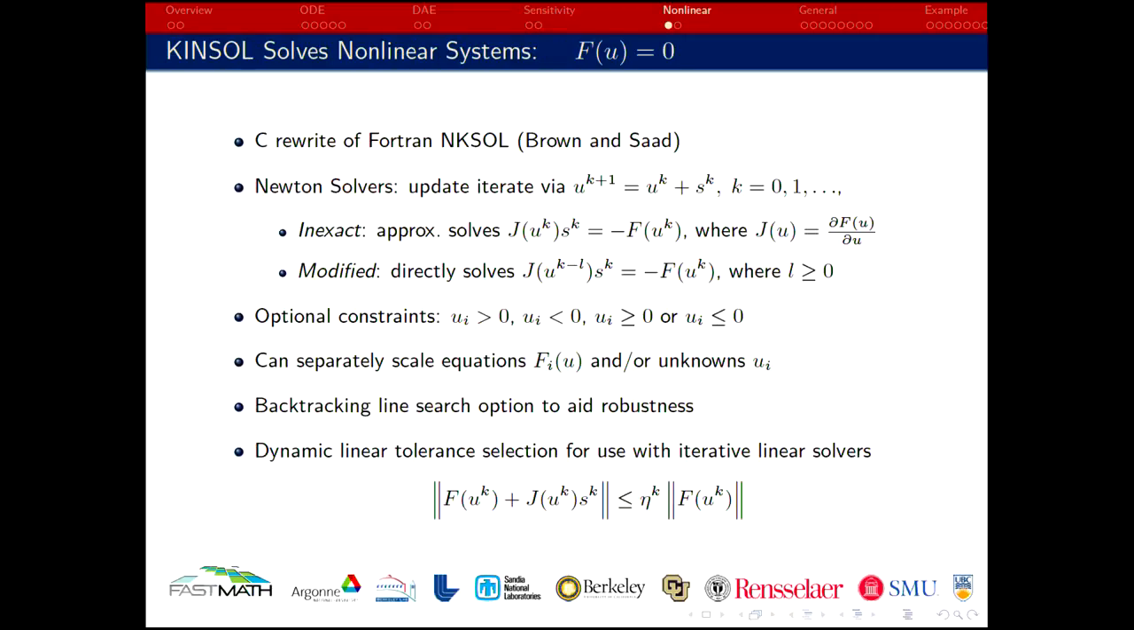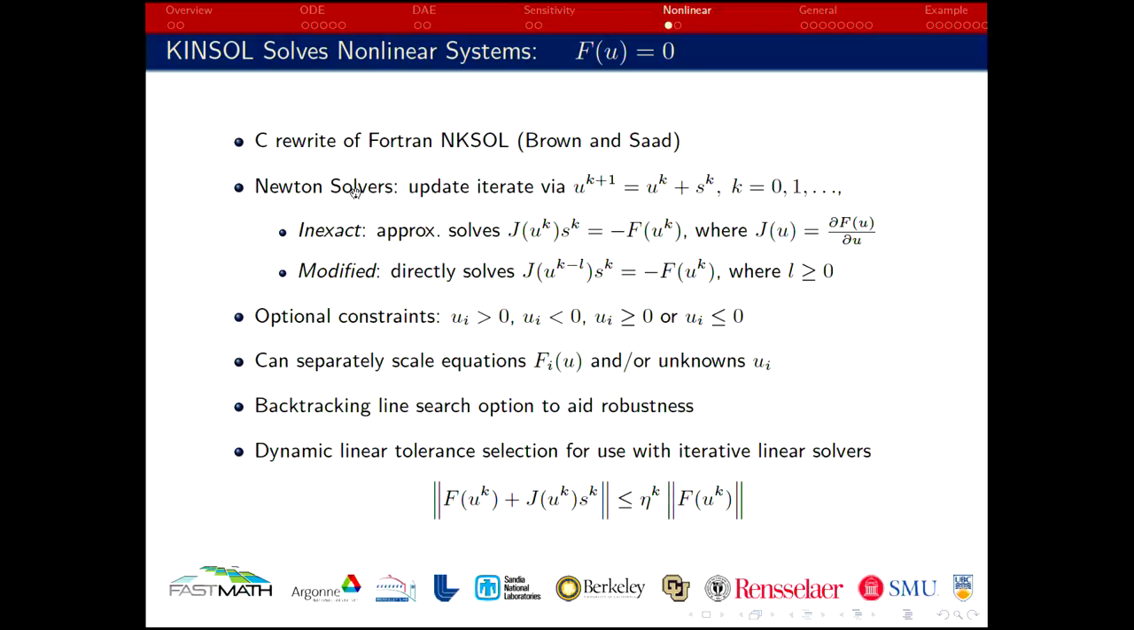So the last solver that's part of SUNDIALS is called KINSOL. It's a C rewrite of the Fortran code NKSOL by Brown and Saad. That was the very first PDE-based Newton-Krylov solver in existence. These are the guys who invented this stuff. And so that solver was translated from Fortran into C, and it's had upgrades over the years, and that's what KINSOL is now. So it has a long history as a code. The Kin stands for Krylov inexact Newton. Sol stands for solve.